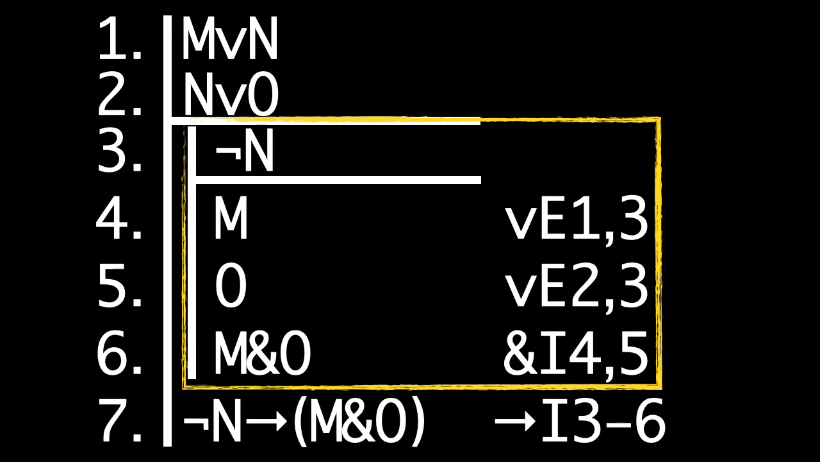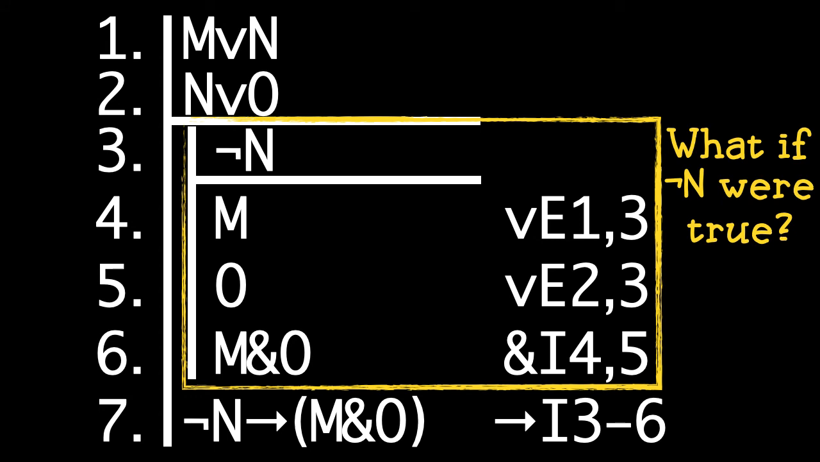And that's just something you made up. We just made up not n and wrote it on line 3. There's not a rule that shows us that not n has to be true or anything. So you can think of the subproof as a game of what if. On line 3 we said, what if not n were true? What would follow from that? And lines 4, 5, and 6 are playing out the consequences of that game of what if.